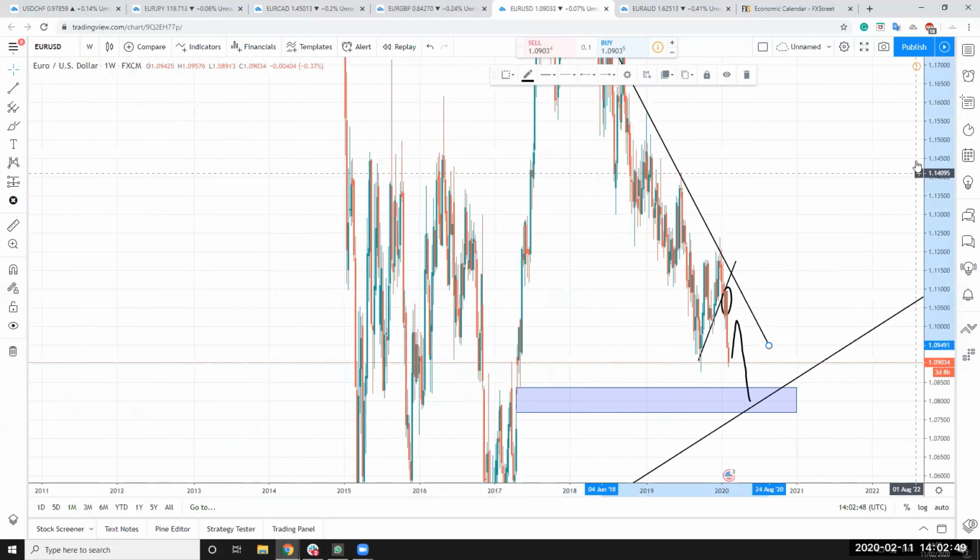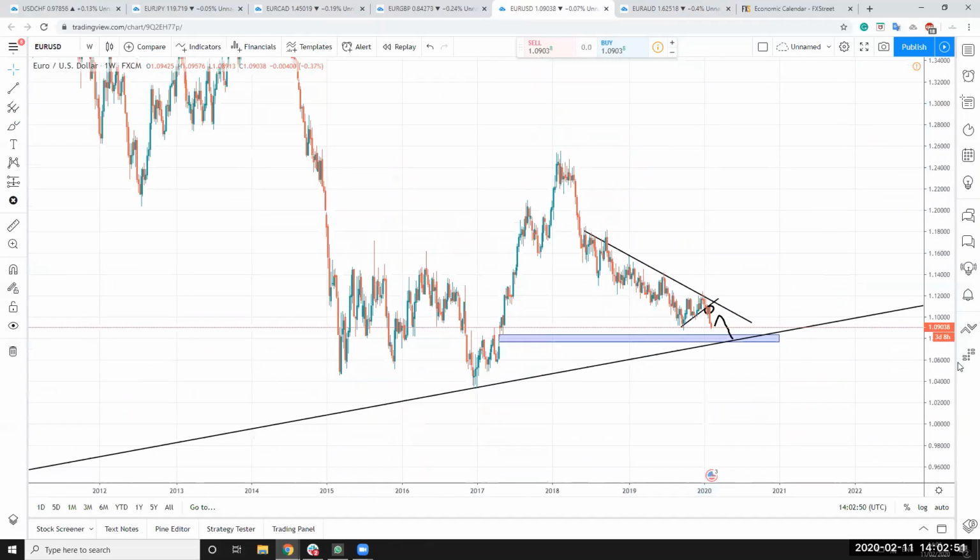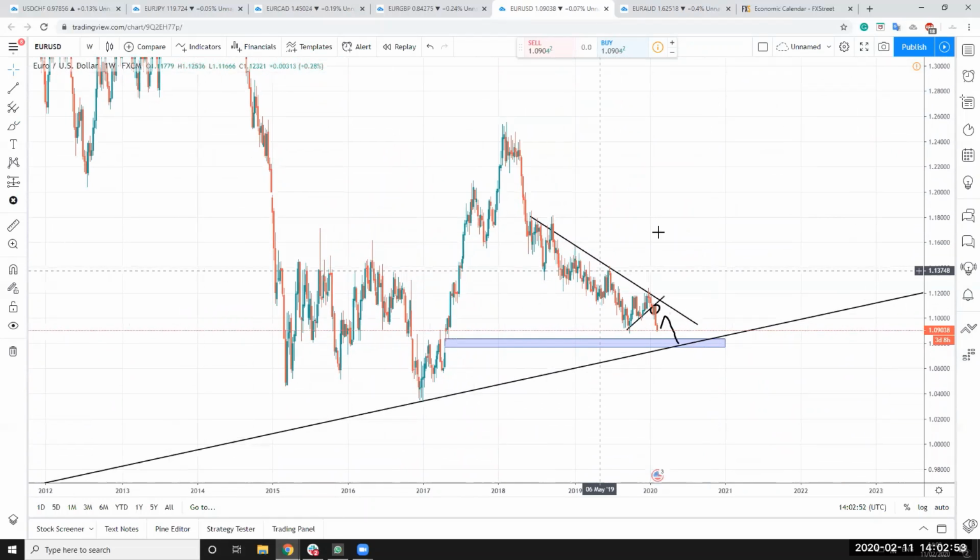So if you were swing bearish long term, you were bearish from around here, I'd say 1.18. So now if you're bullish, I would be bullish at least to 1.18.